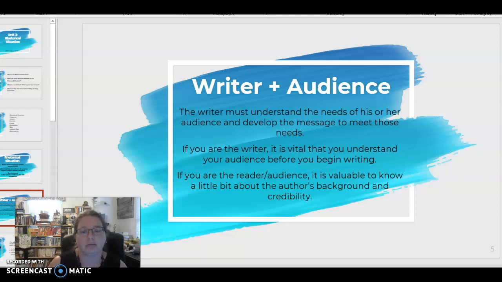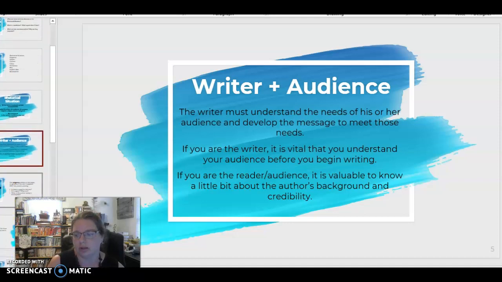essay that someone else has written, it's valuable for you to be able to understand the rhetorical situation. Who is this author? What is their background? What is their expertise and credibility? Why did they write this? So both the writer and the reader play a role in the rhetorical situation.